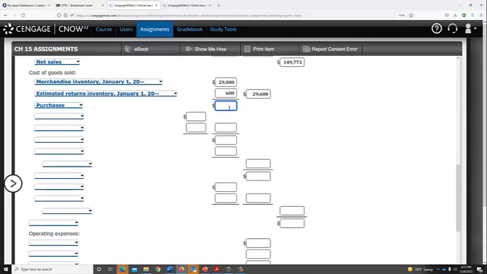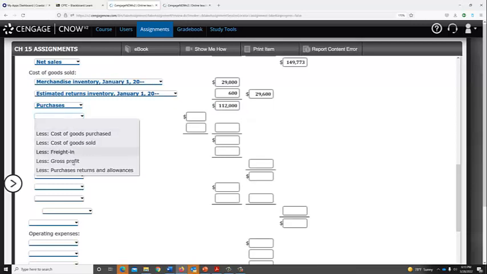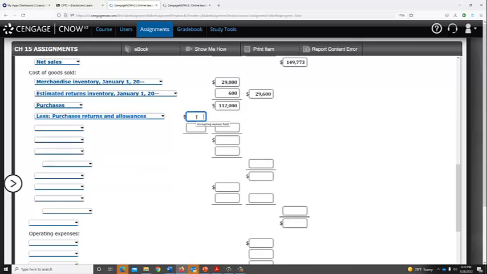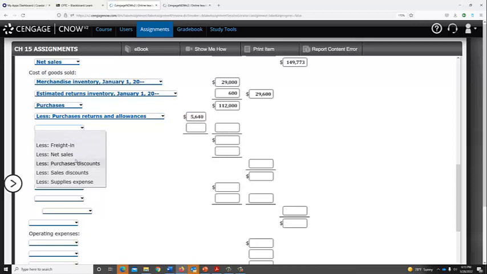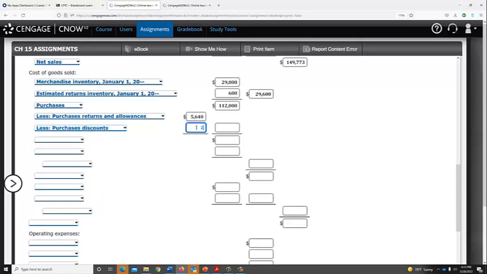Okay, so purchases were $112,000, and then purchase returns and allowances were $56.40, and then purchase discounts were $26.90. So we are going to subtract a total of $83.30 from our purchases, and that will give us net purchases of $103,670.